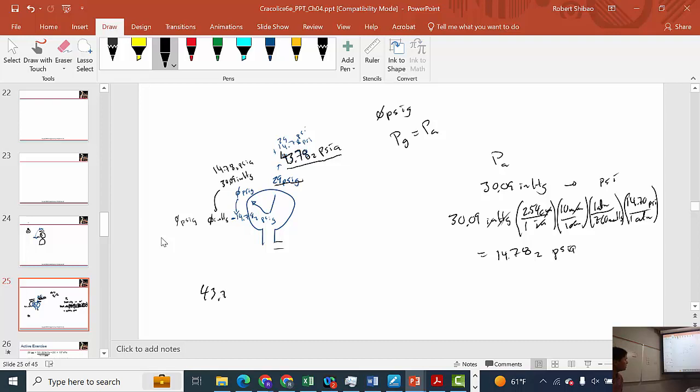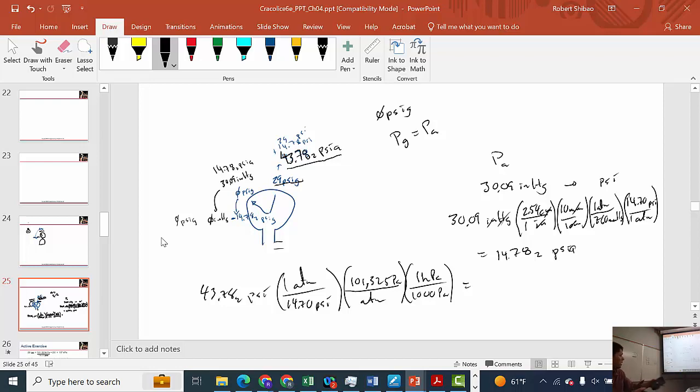So we'll go with 43.782 psi, and then we're going to convert that into atmospheres. It's 14.70 psi per atmosphere. And then we're going to convert this into pascals. There's 101,325 pascals per atmosphere, you don't have to memorize this. And then we're going to convert this into kilopascals. 1 kilopascal is equivalent to 1,000 pascals. And so let's go ahead and calculate this.